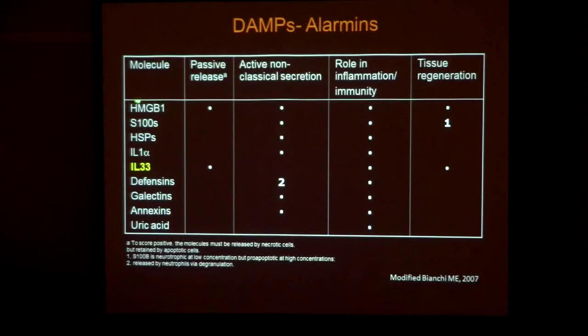This table briefly shows some examples of these molecules: interleukin-33 together with HMGB1, that is a chromatin-associated protein, heat shock protein, defensins, and also uric acid are considered part of this family of alarmins that are classically secreted by an active process, and all of them have a role in inflammation and immunity.